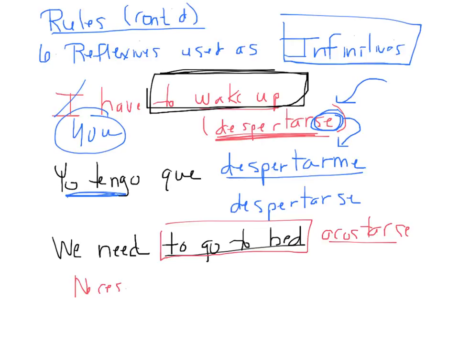Necesitamos, not conjugated, acostar. And because we're doing it in nosotros, the we form, this se that's at the end needs to become nos. Necesitamos acostarnos.